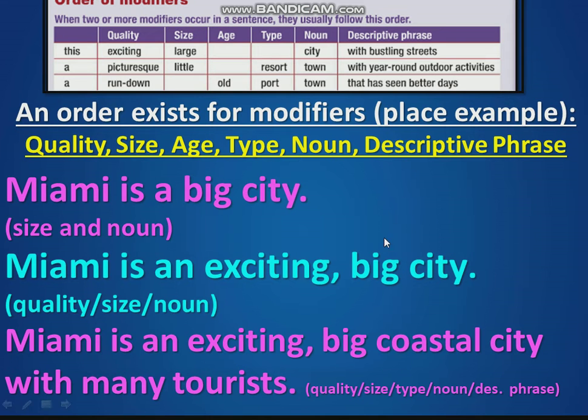We are using a place as an example. Here, Miami, a place. Now, this order is quality, for example, beautiful, amazing, incredible. Size, age, type, noun, and descriptive phrase. For example, Miami is a big city. Size and noun, big city. Here, Miami is an exciting big city. Quality, size, noun, exciting big city.